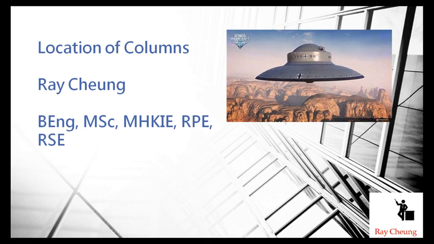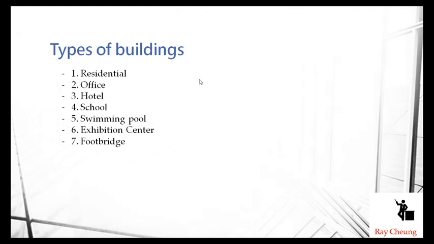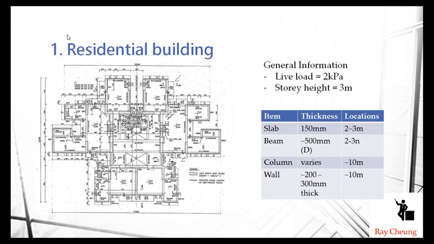Today I will show you the typical location of columns. You can imagine a building without columns would fall like this one. I will summarize different types of use and then tell you the typical dimensions of the columns and where they are. For the first one, we will see many residential buildings.